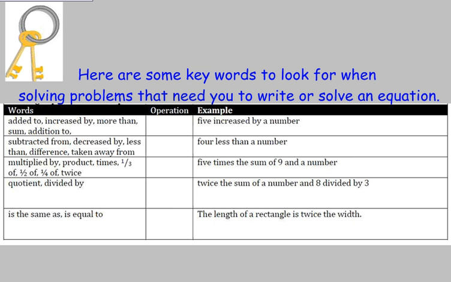So a couple key things to look for: added to, increased by, more than, sum, addition to. That's going to be your addition there. So subtracted from, decreased by, less than, difference. That's going to be subtraction. Quotient, divided by, that's going to be, multiplied by, product, times, 1/3 of, 1/2 of, 1/4 of. That's multiplication. So this is going to be your division. So is the same as, is equal to, that's where your equation comes into play.